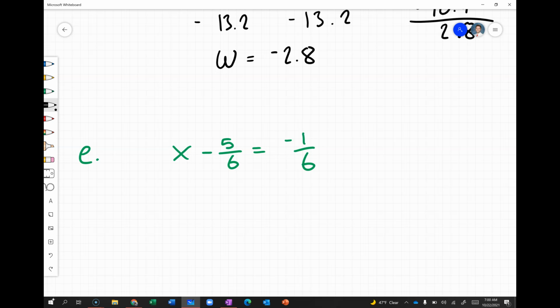Finally, our last one, x minus 5/6 equals negative 1/6. So to get rid of this minus 5/6, we need to add 5/6. That will leave us with x on the left side of the equation. Then we have negative 1/6 plus 5/6, which is positive 4/6. And we can simplify that to 2/3.